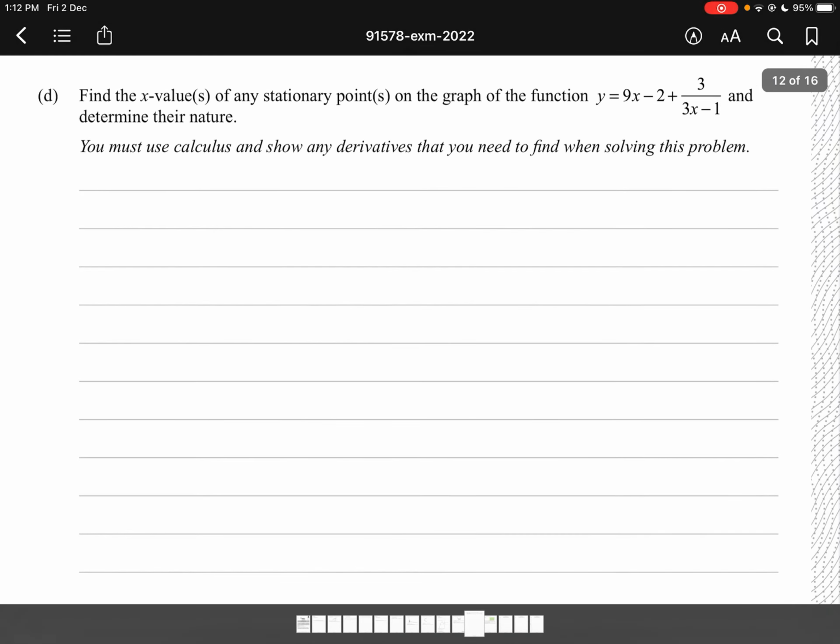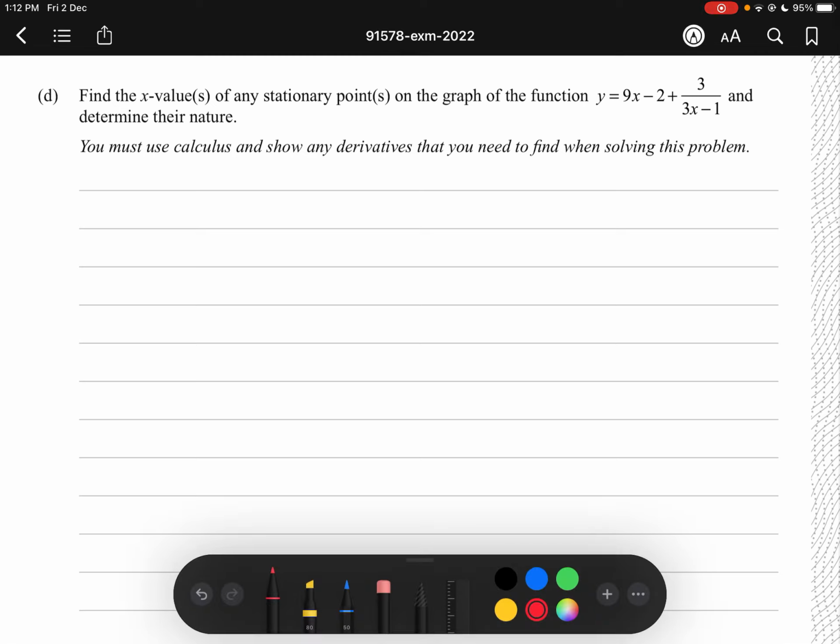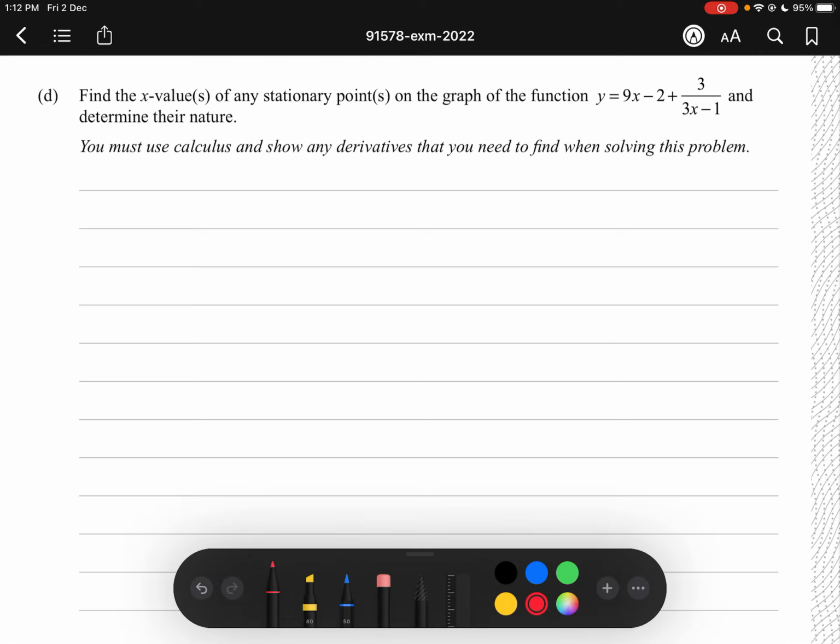Find the x values of any stationary points on the graph of the function y equals 9x minus 2 plus 3 on (3x minus 1), and determine their nature. For this question, it uses very simple concepts from level 2, just given a slightly harder function. We're just going to differentiate, make it equal to 0, find the x values, and then find the second derivative, substitute these x values into the second derivative, and use the second derivative test to evaluate whether this is a local maximum or a local minimum.